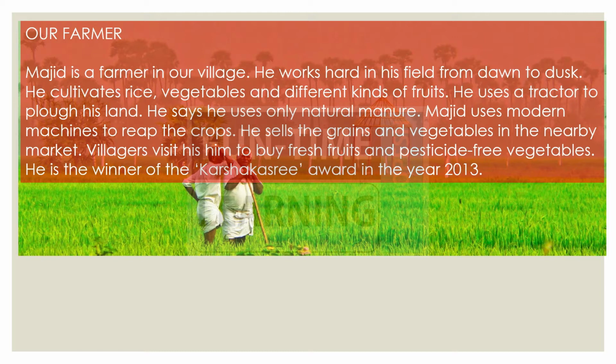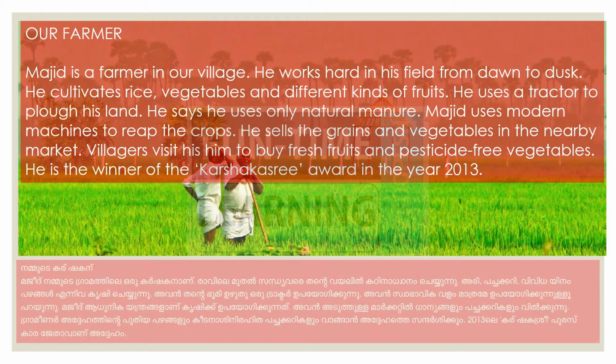Natural manure means jaiva valam, swabhavika valam. Majid uses modern machines to reap the crops. He sells the grains and vegetables in the nearby market. Villagers visit him to buy fresh fruits and pesticide-free vegetables. He is the winner of the Karshaka Shri award in the year 2013.